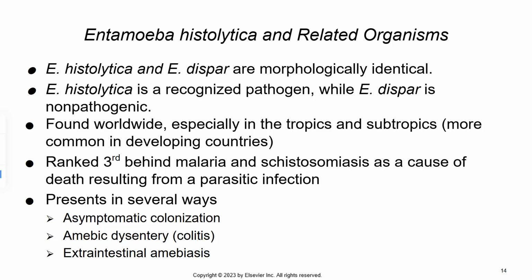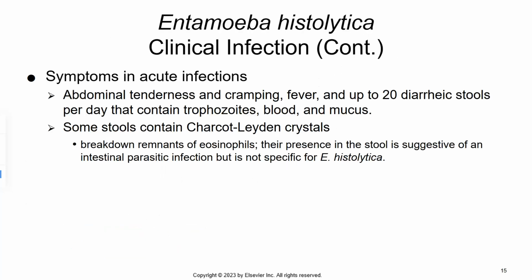Amoebic dysentery is when the trophozoites are able to burrow through the intestinal wall, and that causes colitis or inflammation of the intestinal wall. Extraintestinal amoebiasis is when it actually leaves the intestine and starts to do damage to other abdominal organs.